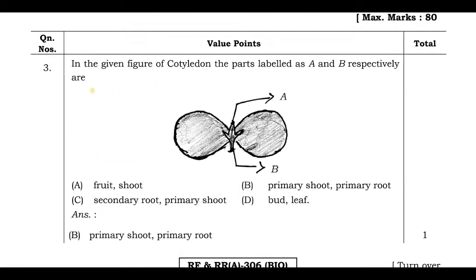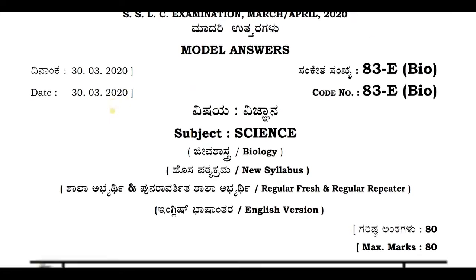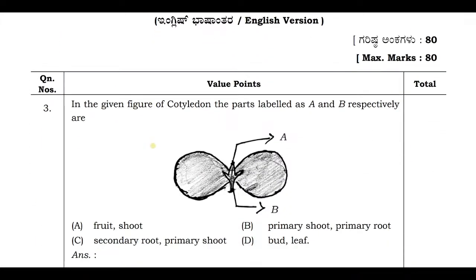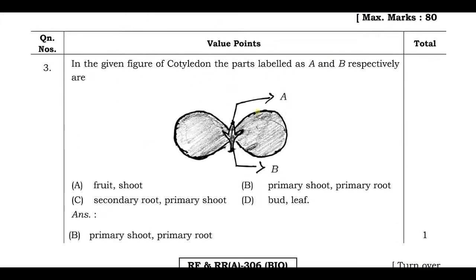Now we'll revise the same paper, biology set. In the given figure of a quarter, the parts labeled A and B are: A is what? Primary shoot. B is primary root. Shoot and root. Therefore, the correct answer is option B.